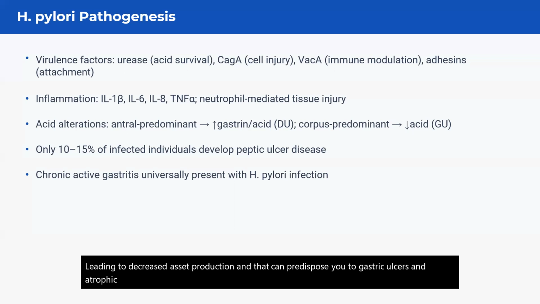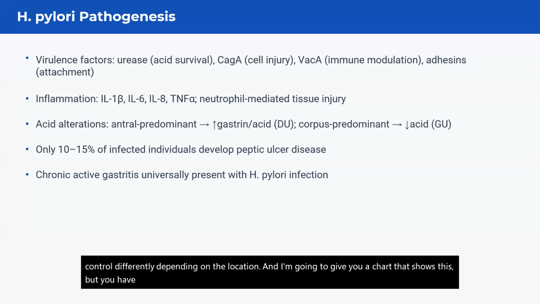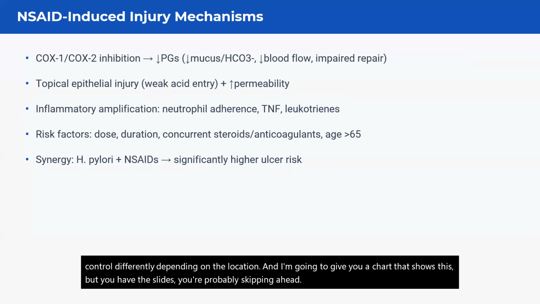So H. pylori is not simply an acid promoting organism. It dysregulates acid control differently depending on the location. And I'm going to give you a chart that shows this, but you have the slide, so you're probably skipping ahead. So let's talk about this.